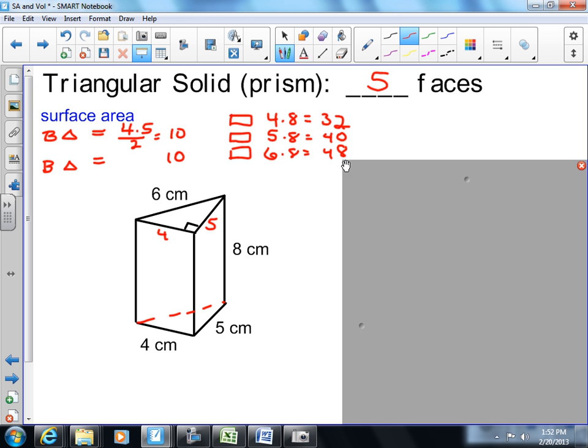Okay, now we're going to take all of these and add them up. So I'm going to take 32, 40, 48, and let's go ahead and put a 20 down there. And I get, is it 14? 140? 140 square centimeters. So to find the surface area of a triangular prism, you're just breaking it down into all the faces and finding the area of each one. Any questions on that one?